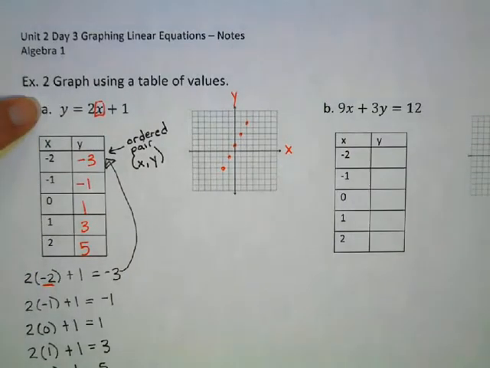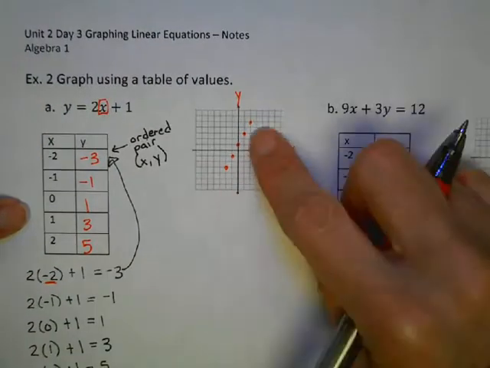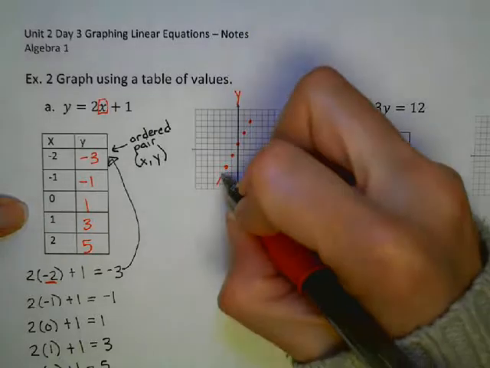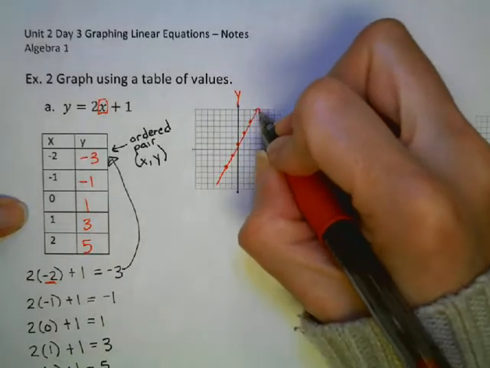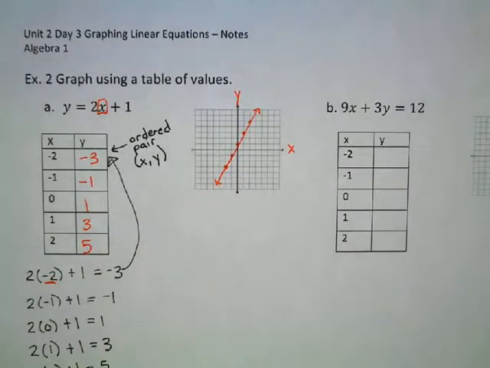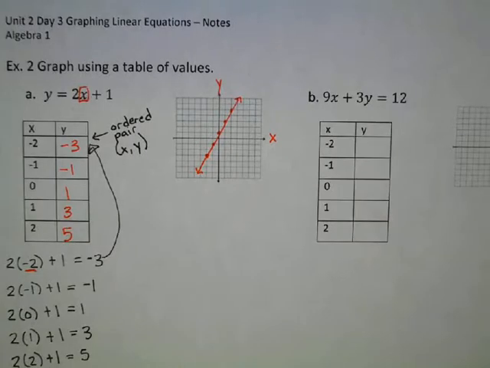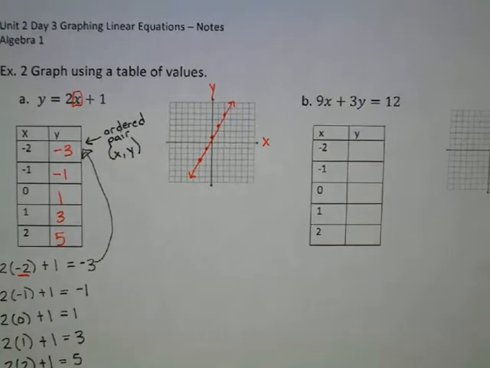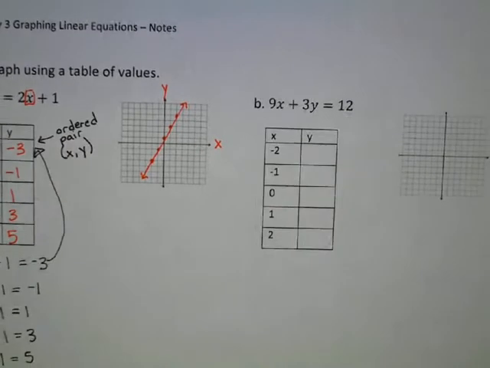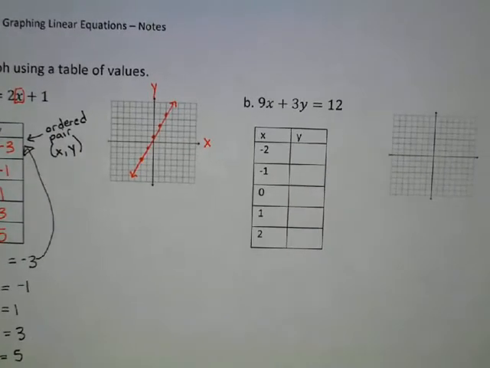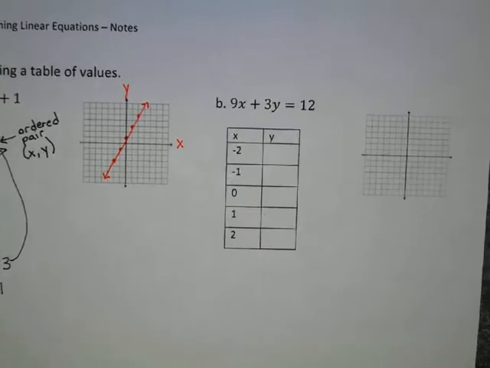If you filled in your table correctly, these points on here should make a straight line, because this chapter we're doing linear equations, which make straight lines. You'll notice on the next one, it's not y equals. So what I would suggest doing on this question is getting y by itself, like getting it to slope-intercept form, so that when you plug the numbers in, you just get your answer for y.